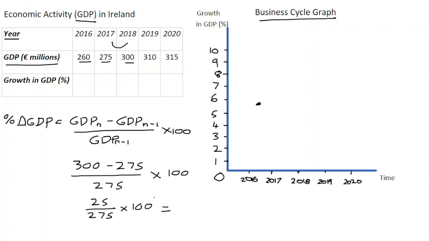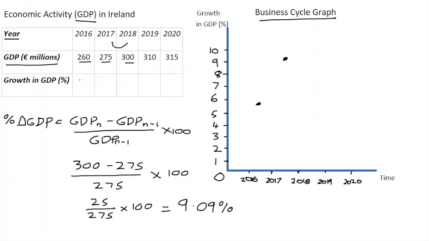And working through the maths on this one, what we see is the percentage change in GDP is 9.09%. So just over 9% in this case here. We can bring this over to our business cycle graph again. Between 2017 and 2018, the GDP growth rate is just over 9%. So we have our figure up here at 9%.